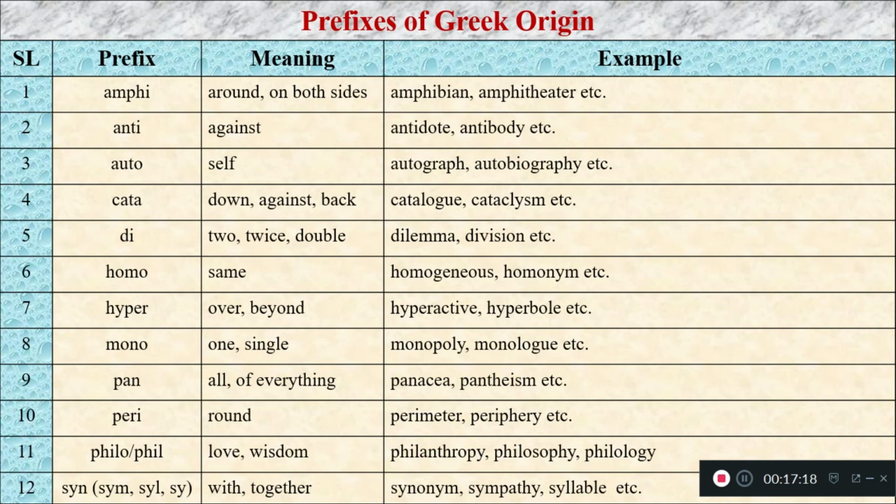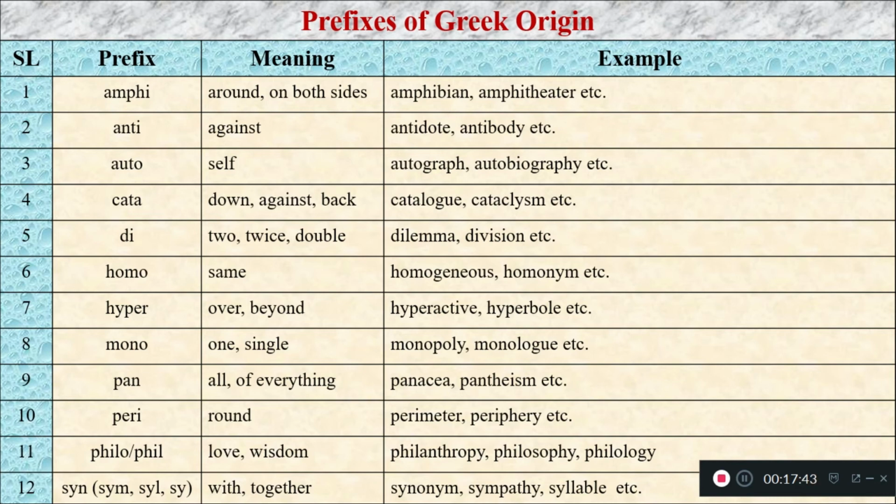Anti means against. For example, antidote means a chemical acting against something bad. Antibody means a protein produced in the blood that fights against a disease. Auto means self. For example, autograph means somebody's signature written by himself or herself. Autobiography means a document of a person's life written by himself or herself.